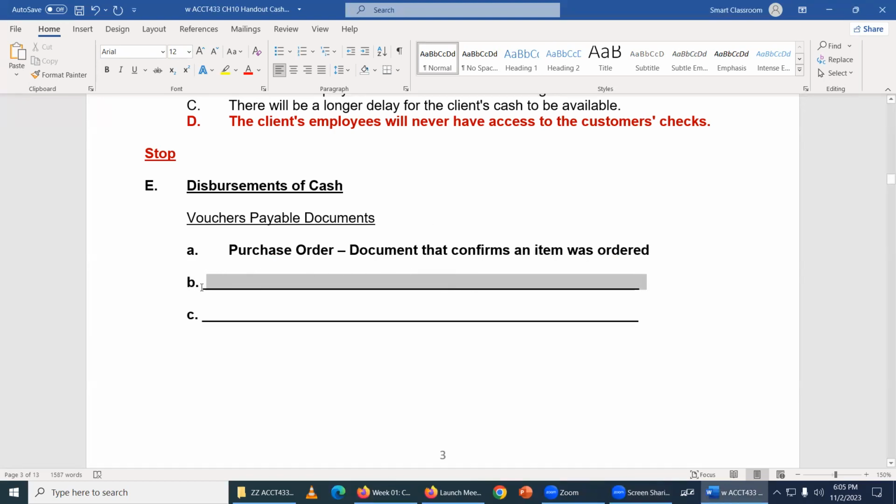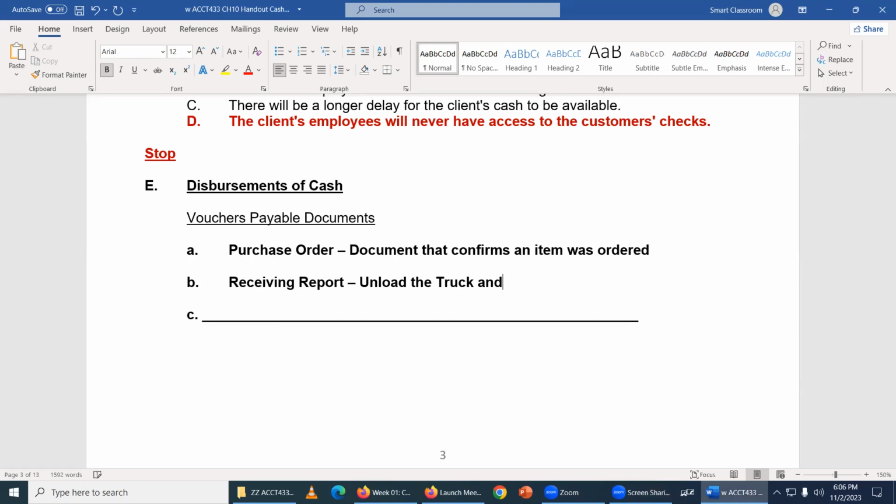So that gets sent to a vendor. Vendor sends over something, and we get a receiving report. Somewhere they'll have a loading dock, they'll unload the truck, and create a receiving report. What was received?